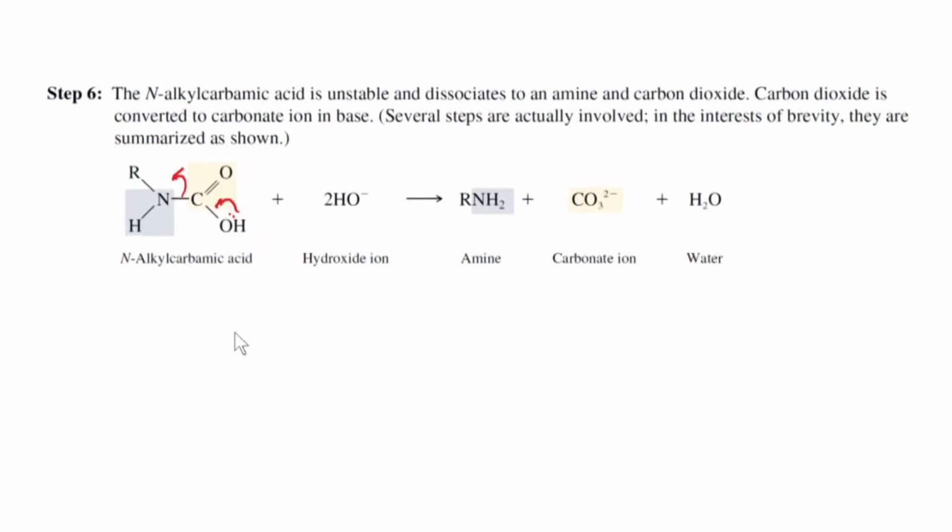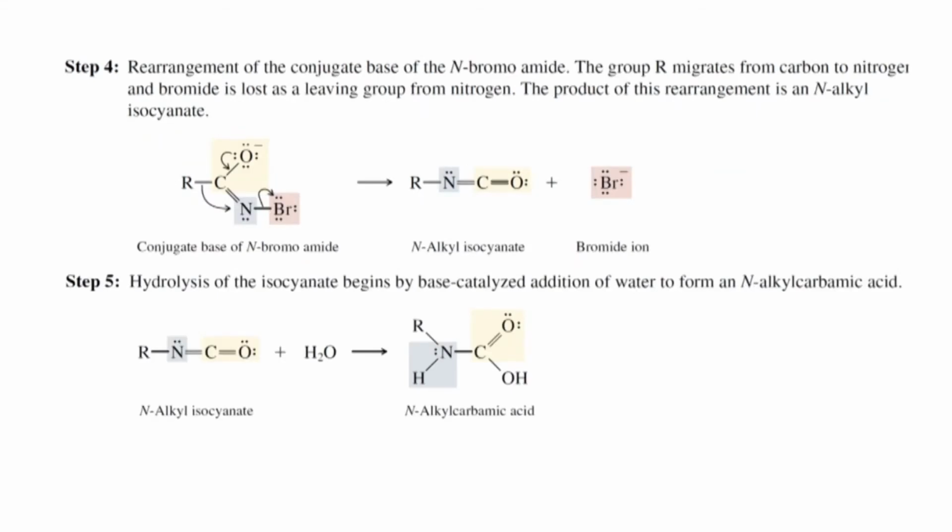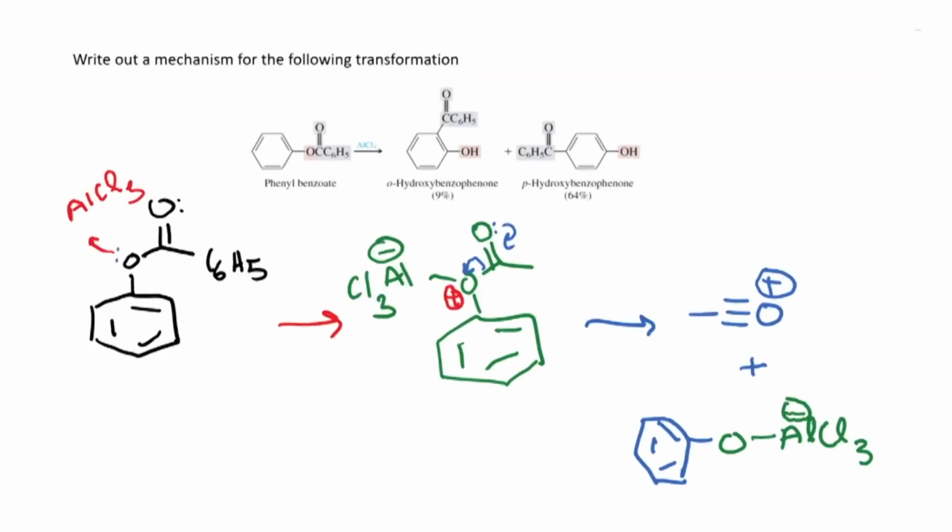So this is the mechanism, and what we can understand from this mechanism is that this step 4 is the most crucial step, where the carbon to nitrogen migration occurs in a concerted manner. If not, you will have racemization, but what we see here is clearly retention in stereochemistry. Let's move on to the next question here.